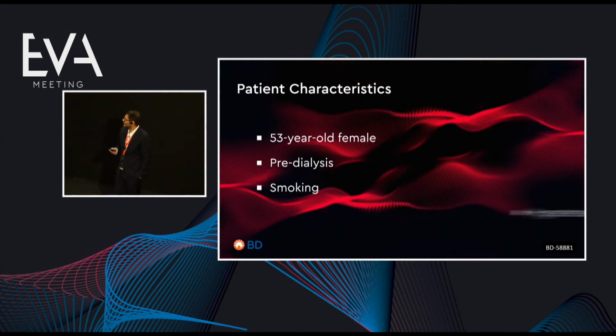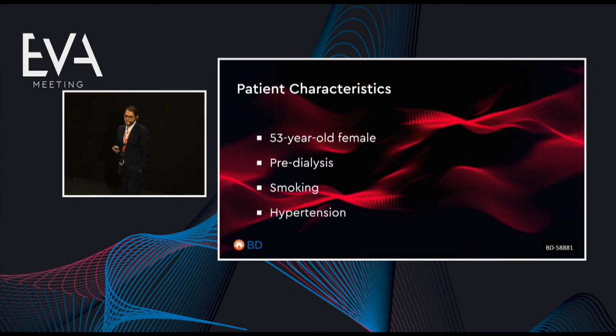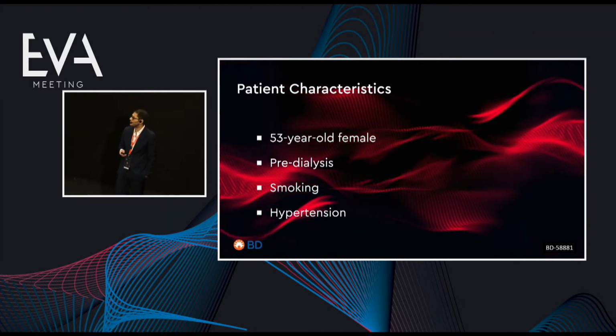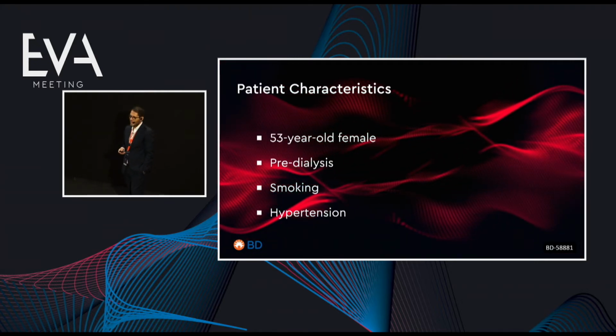So this patient is a 53-year-old male. Pre-dialysis main comorbidities are smoking and hypertension.